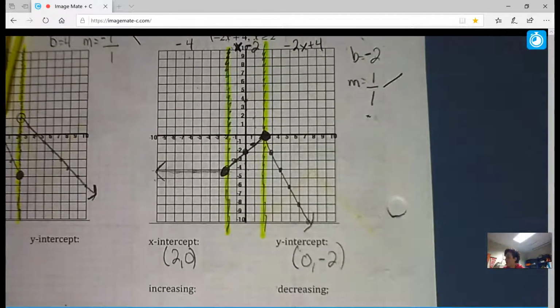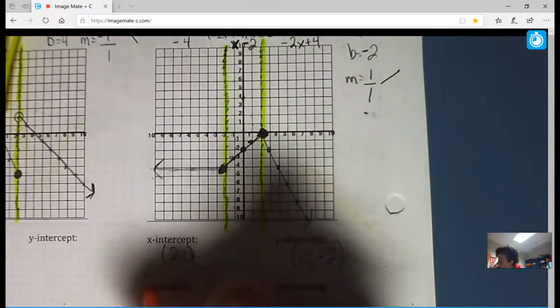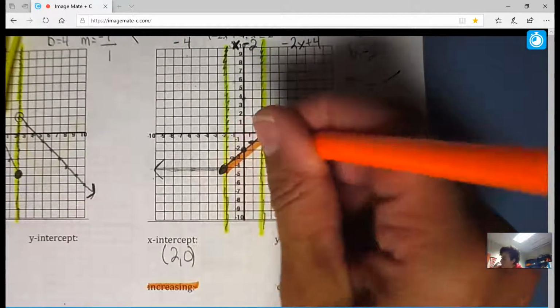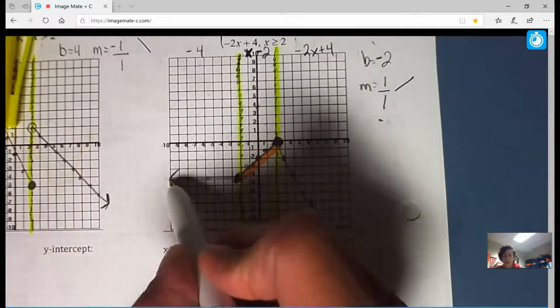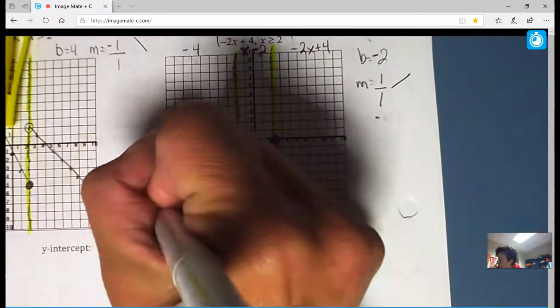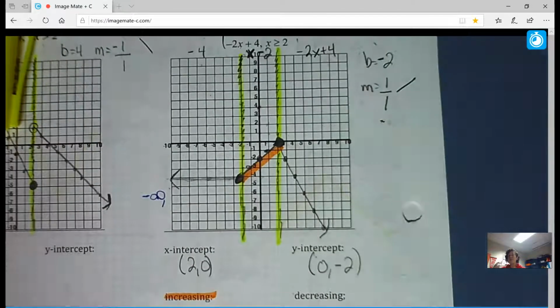I want to talk about where the graph is increasing. So let me get a little marker. This is increasing, right? And let me mark these important points because now they're starting to pop up. So I mark my ends. So this arrow is going to the left, negative infinity, but it's not going up or down.